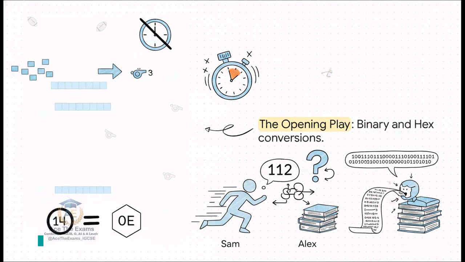Now look at Alex. Alex is our over-explainer. For a simple 1-mark conversion question, Alex writes a massive, sprawling paragraph explaining how binary place values fundamentally work. Sure, Alex gets the mark, but burns 4 whole minutes of match time doing it. Listen to me. In the exam room, time is points. Both of these approaches are absolute tactical disasters.